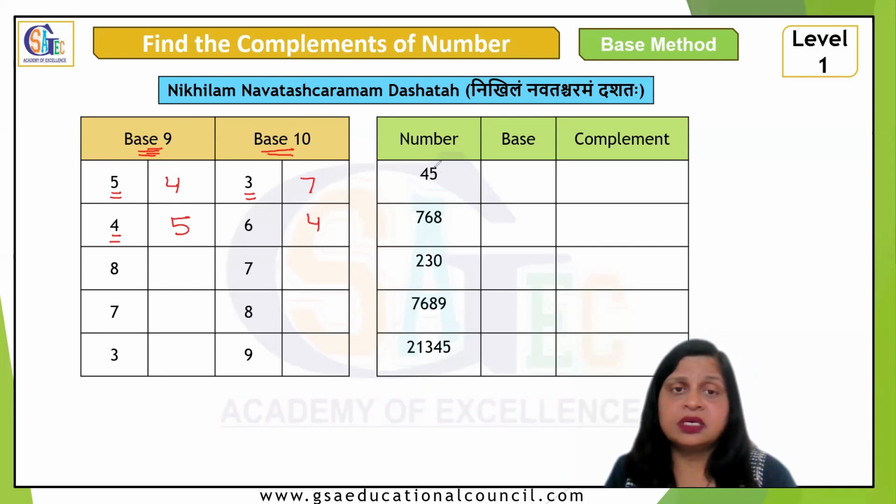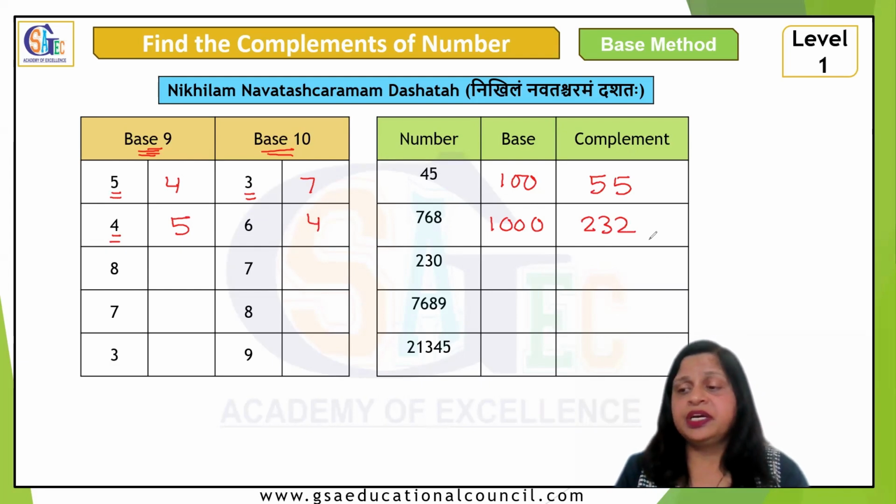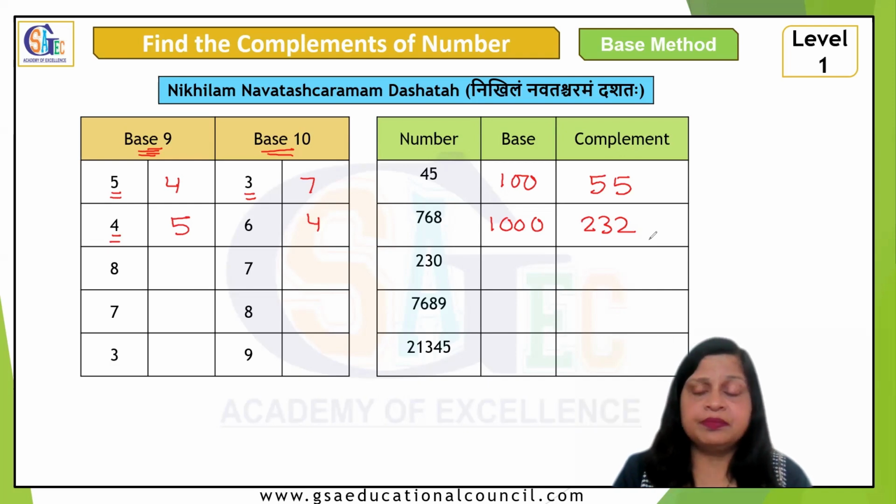Now look at these numbers. The number is 45. Find out the base and complement. The base of 45 is 100, because 100 is nearest to 45. Now 100 minus 45, the complement is 55. Now the next question is 768. The base is 1000 and the complement is 232. Now it's your turn to solve the questions. Pause the video and try solving them.